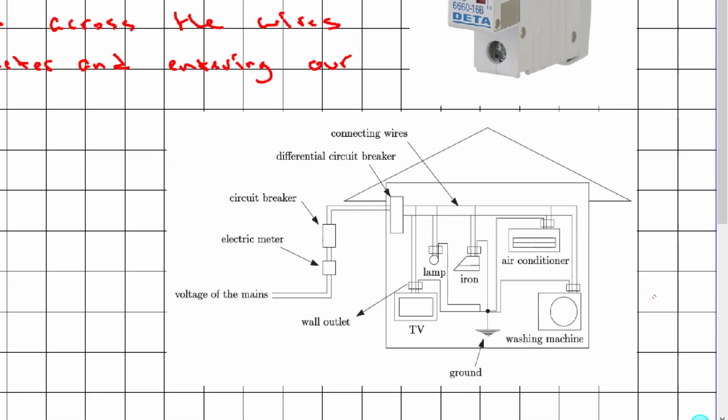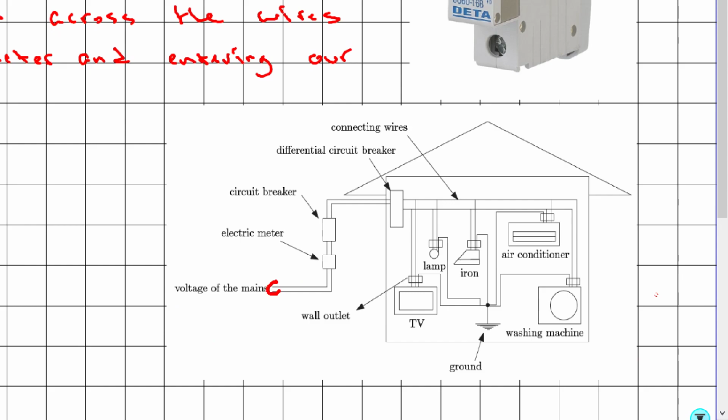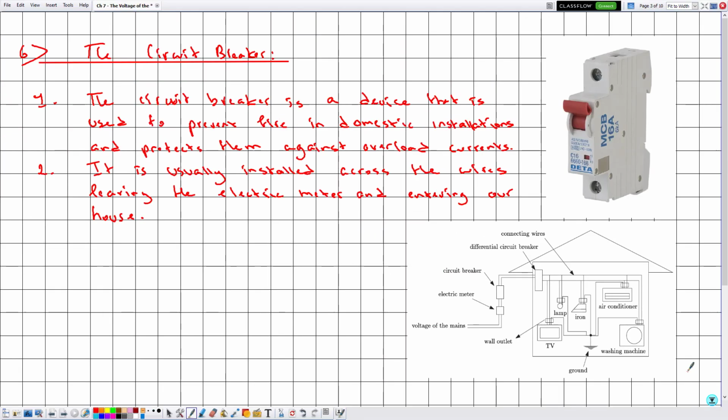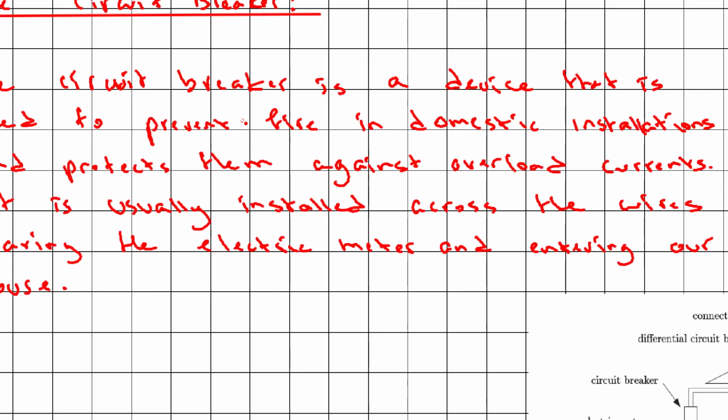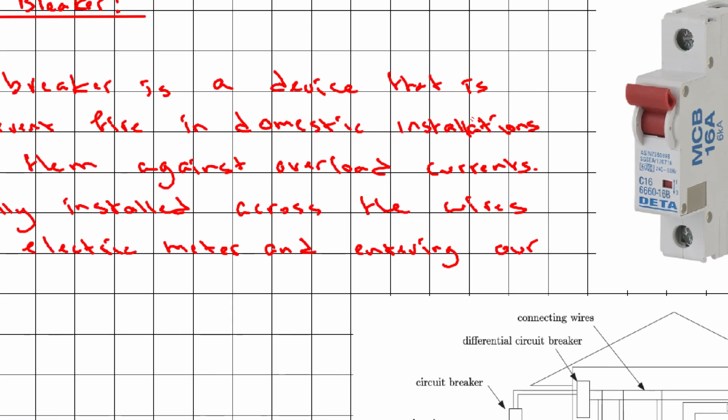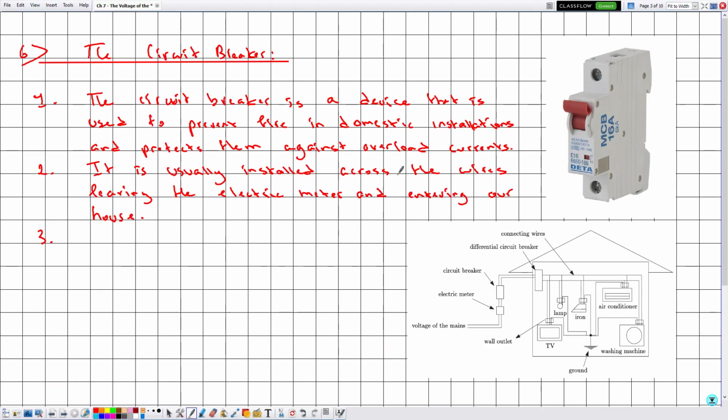So we receive the voltage of the mains, then it passes through the electric meter. We have seen previously what the electric meter is. It is the one responsible for calculating the electric bill, and we have calculated the electric bill. Now this is the circuit breaker. The circuit breaker is usually installed after the electric meter. We know that it is essential to install the circuit breaker because it prevents fire and protects against overload currents.